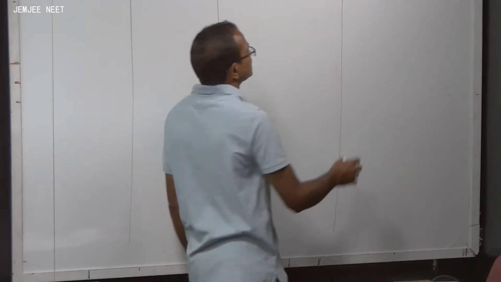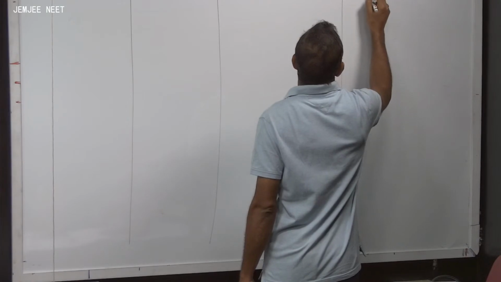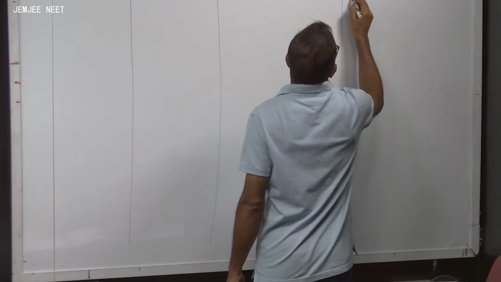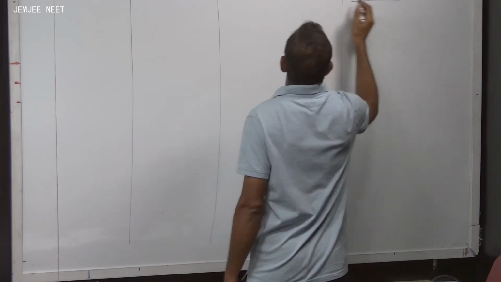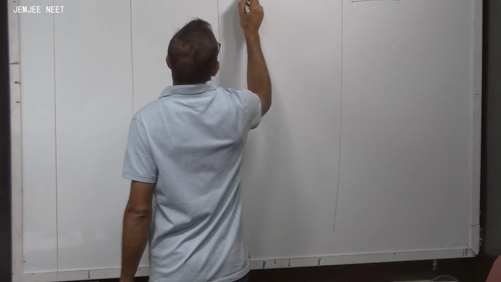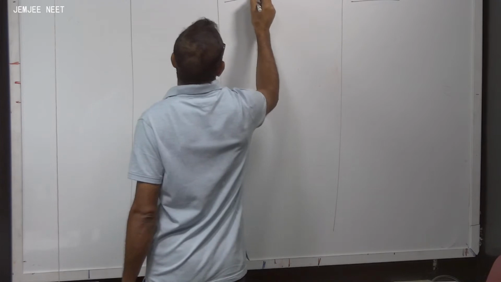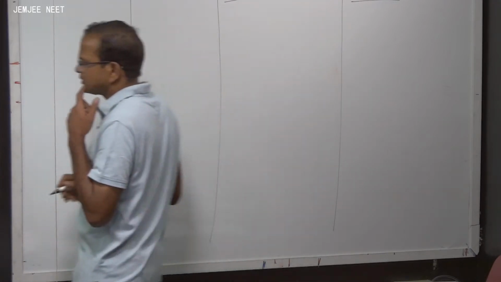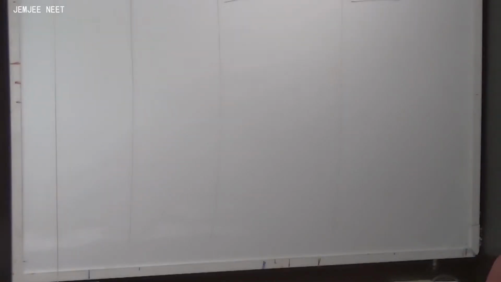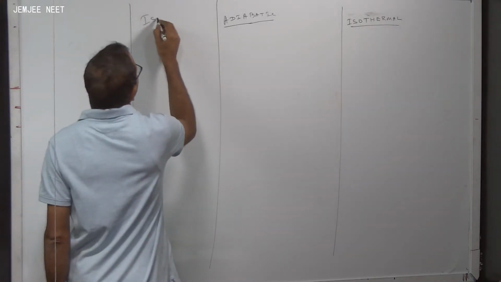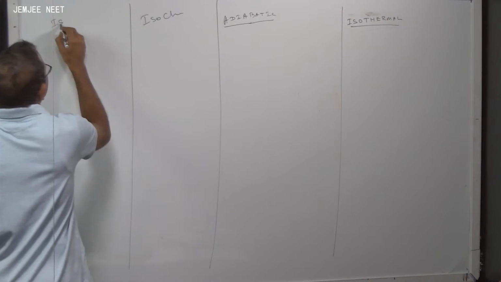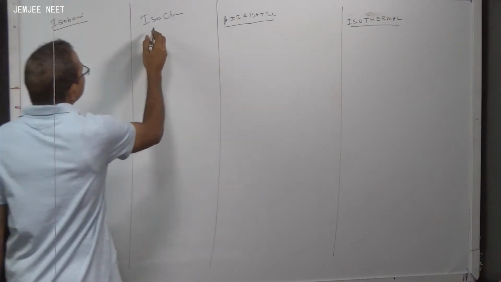I am going to start with isothermal. Is it visible? Adiabatic, we will adjust, don't worry. Adiabatic, isochoric, isobaric, so that we can complete everything in one stroke.